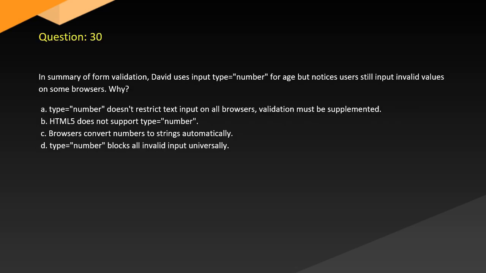Question 30. In summary of form validation, David uses input type="number" for age, but notices users still input invalid values on some browsers. A. type="number" doesn't restrict text input on all browsers. Validation must be supplemented. B. HTML does not support type="number". C. Browsers convert numbers to strings automatically. D. type="number" blocks all invalid input universally.